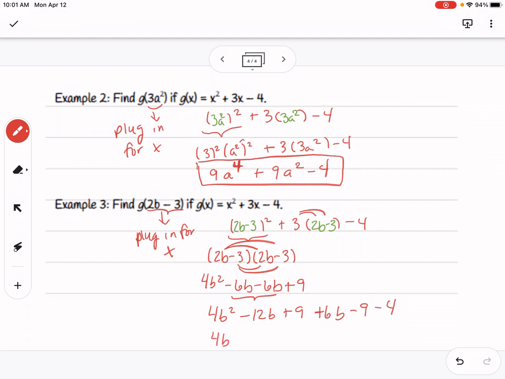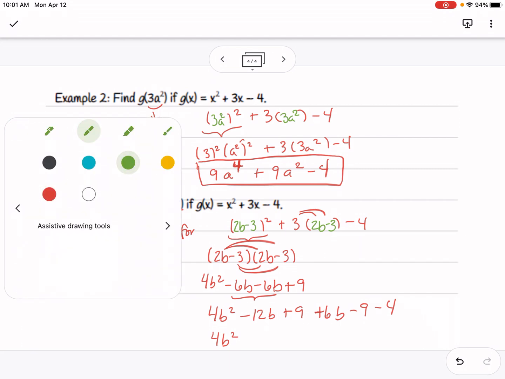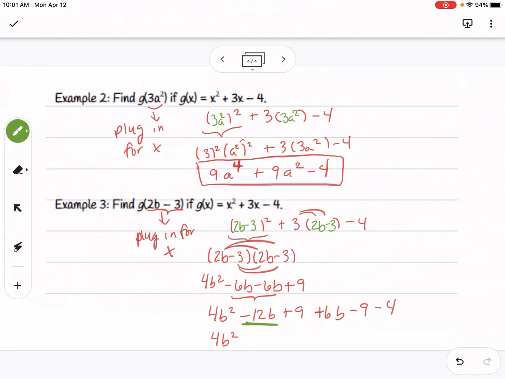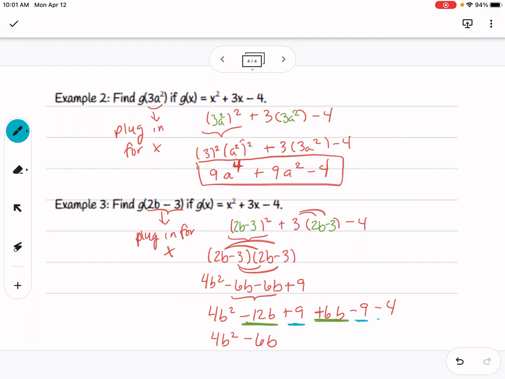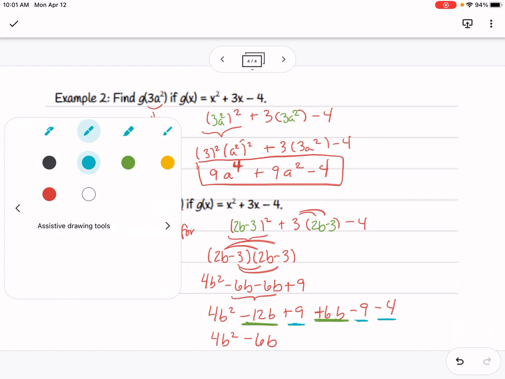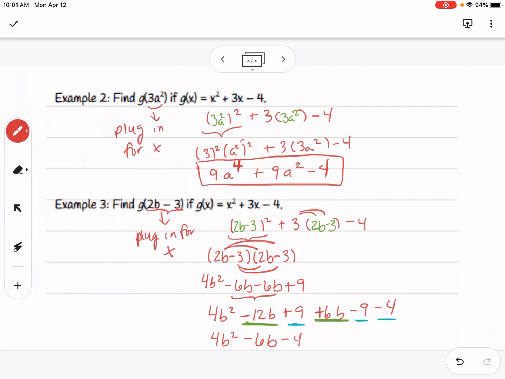So 4b squared stays the same. I can combine -12b with 6b. -12b plus 6b is going to be -6b. And then I can also combine 9 minus 9 minus 4. 9 minus 9 is 0, minus 4 would be negative 4. So this would be my final simplified answer.